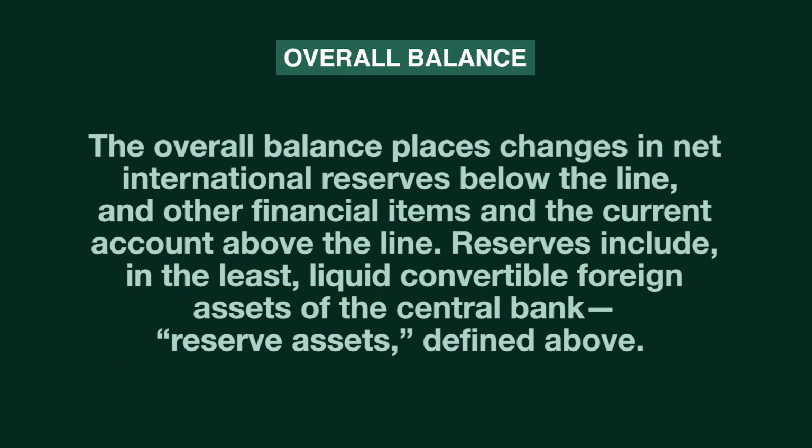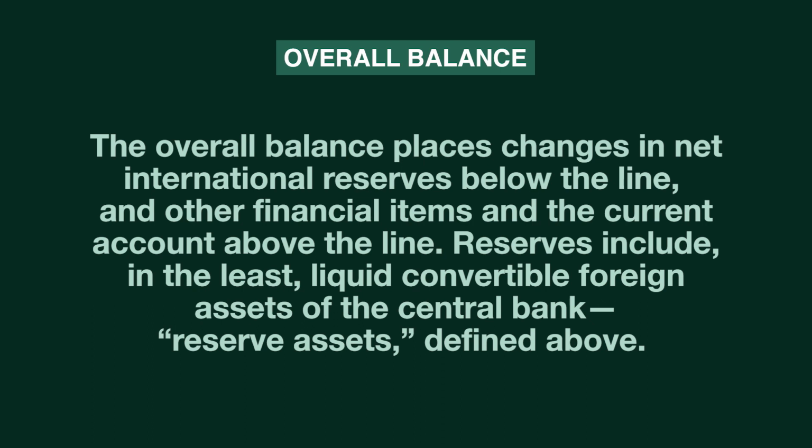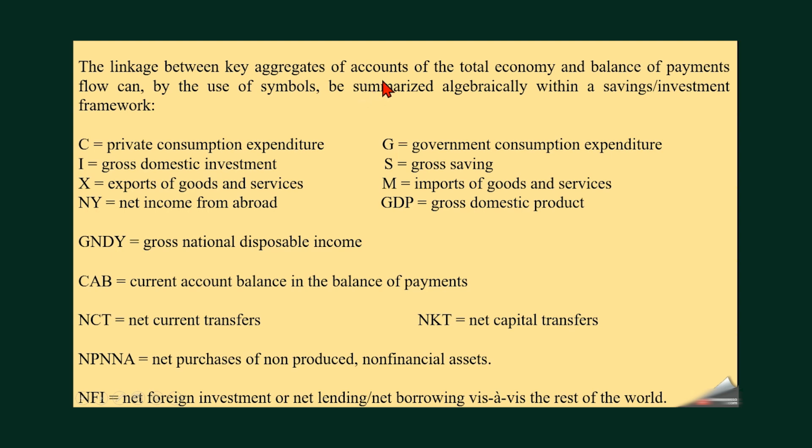Now, the overall balance talks about the total national balance of payment account of the country, and there are reserves and liabilities which are required to balance the movement in the current account as talked about earlier. Now, we are going to link the key aggregates of the balance of payment account with the national income information.